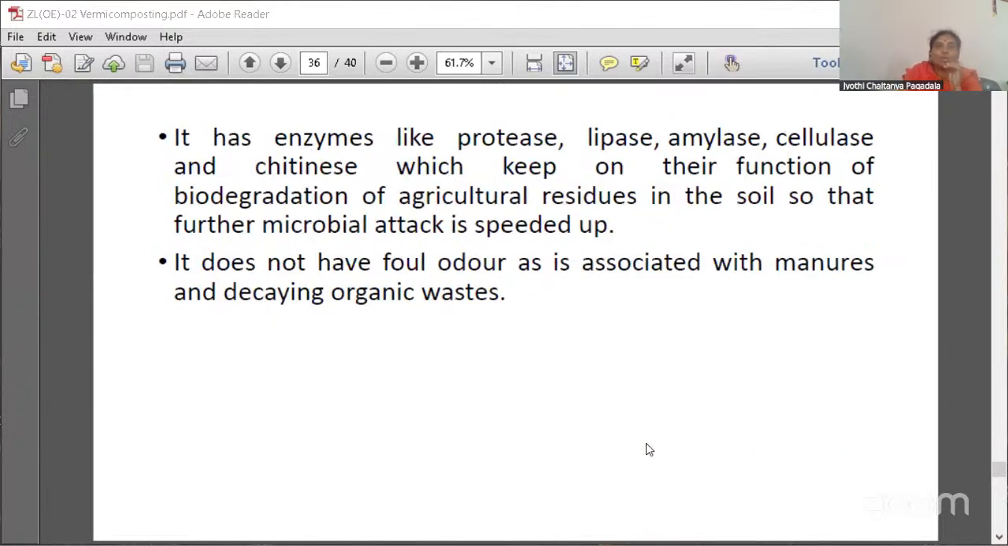It has enzymes like protease, lipase, amylase, cellulase, and chitinase, which keep on functioning in biodegradation of agricultural residues in the soil, so that further microbial attack is speeded up. It does not have a foul odor, especially, this is the main point. People used to think, anyway, we are making manure with the mechanism of decomposition. If something is decomposed, definitely a foul odor will come. But the beauty of vermiculture here is it does not have the foul odor that is associated with manures and decaying organic waste.